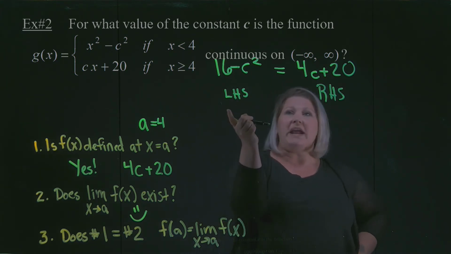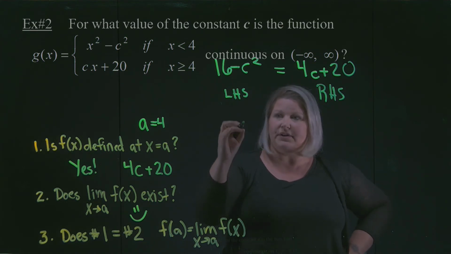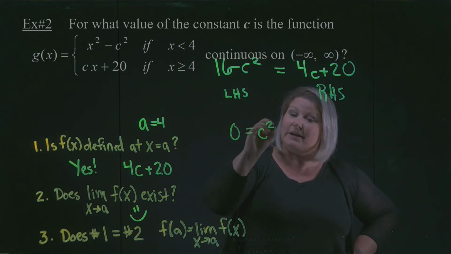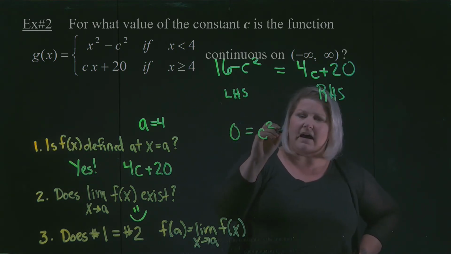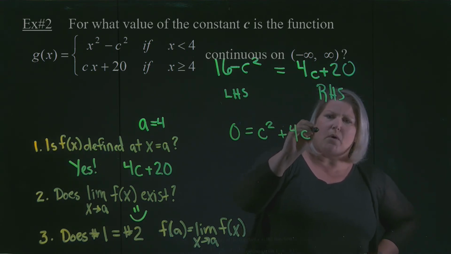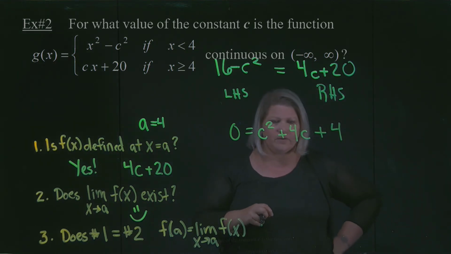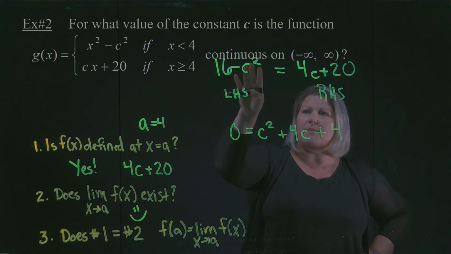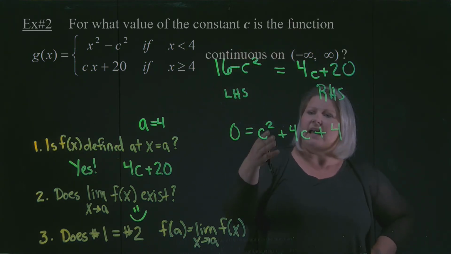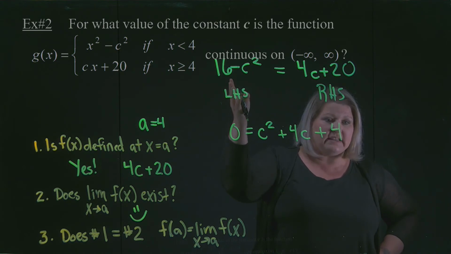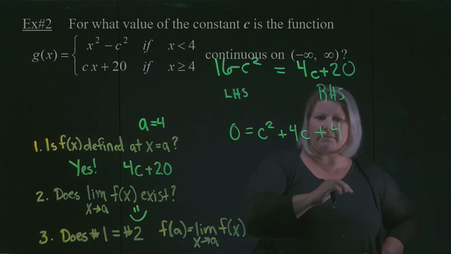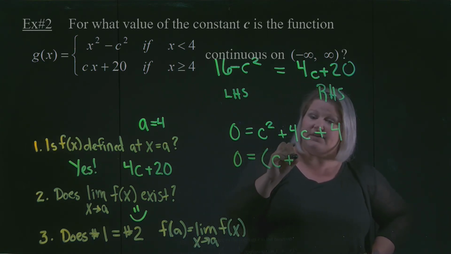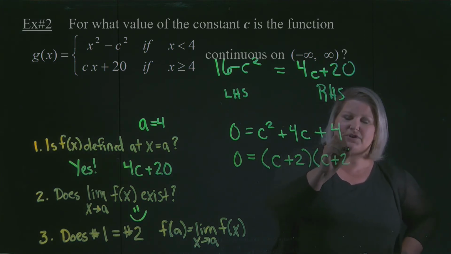Take a look at what kind of equation this is. This is a quadratic equation. So when I have a quadratic equation and I need to solve it, my goal is always to set it equal to 0 and then solve it either by factoring or using the quadratic formula. In this particular case, this is factorable. So I moved everything on this side over to this side, added c squared, subtracted 16, and I end up with 0 equals c squared plus 4c plus 4. Well, that is factorable. That factors into c plus 2 times c plus 2.